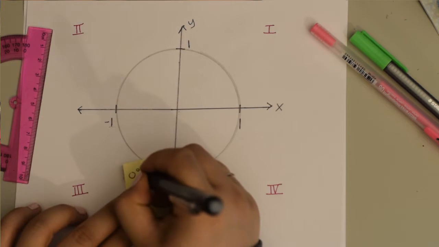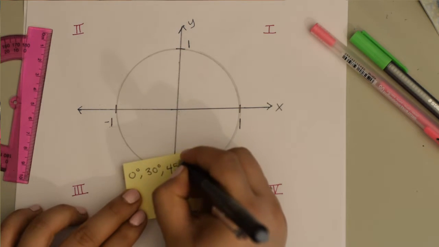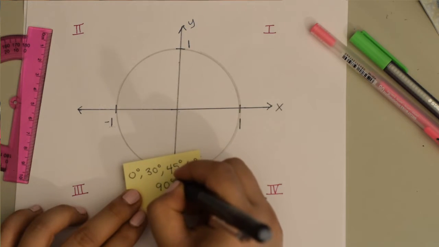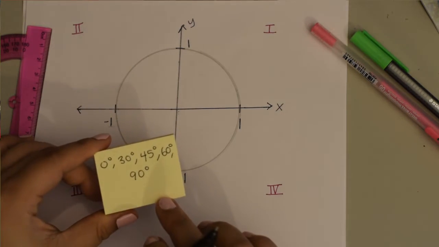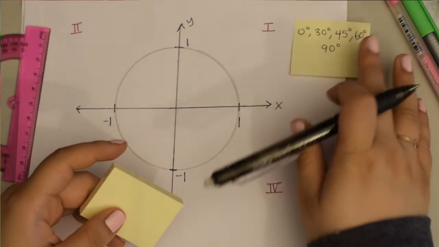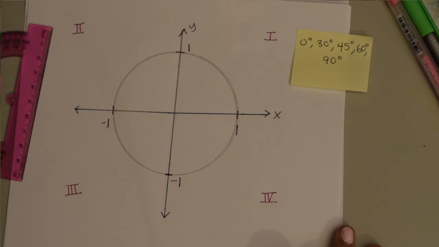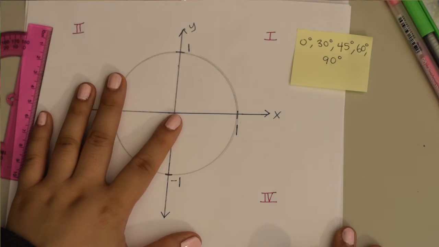0 degrees, 30 degrees, 45 degrees, 60 degrees, and 90 degrees. And if you've heard of this stuff before, these angles are probably not new to you. But the reason that they are special is because we know their exact x and y coordinates.